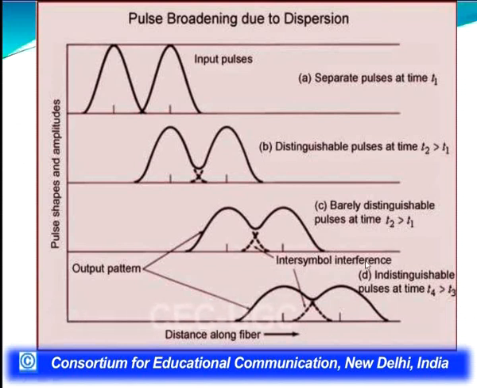Now this is the inter-symbol interference, where these are the different, separated pulses. Now they are just going to become one pulse, and they are going to be broadened. Indistinguishable pulses at time t4 greater than t3. As the distance increases, this input pulse changes its shape and they are getting broadened.